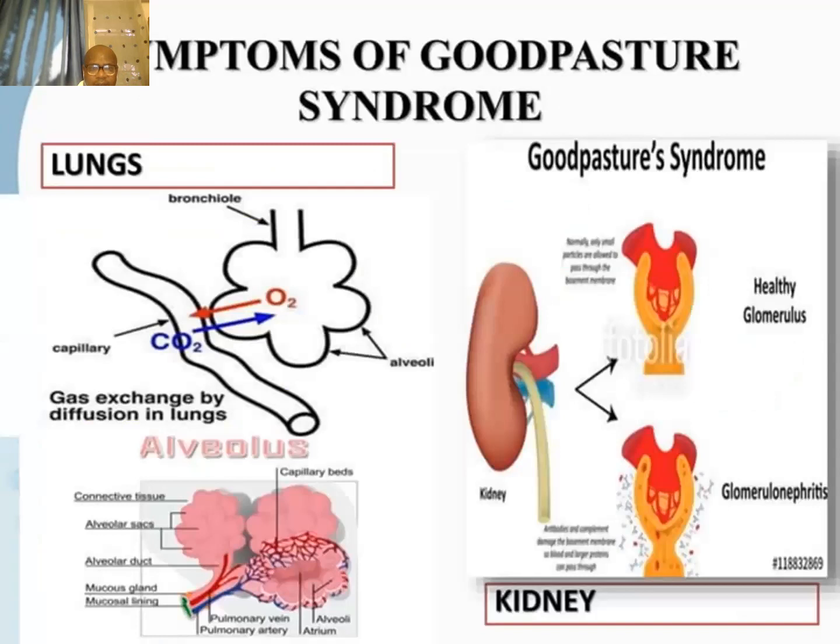So in the lungs, you can see the bronchioles and the capillary gaseous exchange. In this capillary, if there is inflammation and bleeding, there is no way that gaseous exchange can take place. Then these are the renal capillaries. You can see the glomeruli and the basement membrane, resulting in glomerulonephritis.